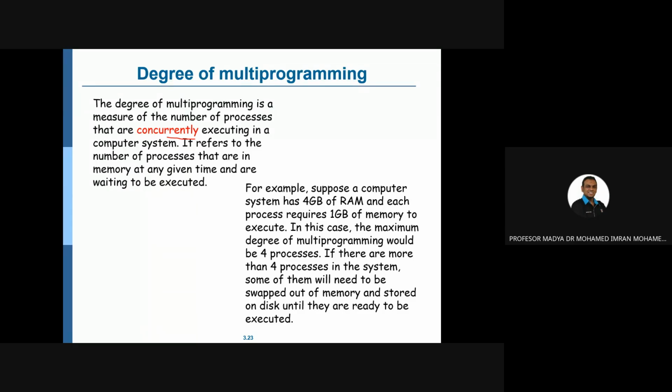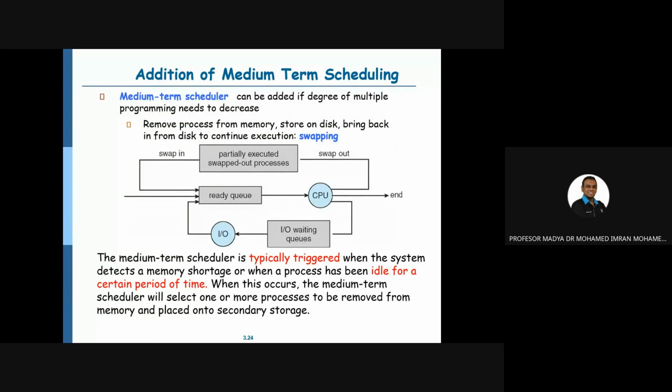Okay? If there are more than 4 processes, some of them will need to swap out of the memory and stored on the disk until they are ready to be used. Kalau ada lebih daripada 4, means dia boleh maximum of 4. So they have to take out one and put in a disk. Disk tu kat mana? When you say this word disk, it means you have to go back to your hard disk and kosong, masukkan lagi a new process. So when this happens, this is called medium-term scheduler.